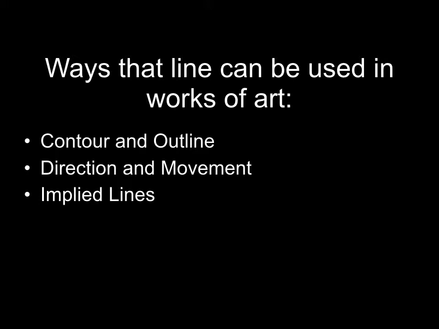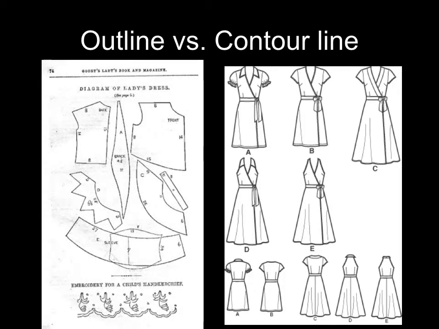So what are some ways that line can be used in works of art? The first way is contour and outline, direction and movement, or implied lines. We'll look at each of these 3 ways next. The first one that we're going to look at is outline versus contour line. As I look at this example, which one is an example of outline? The one on the left or the one on the right?